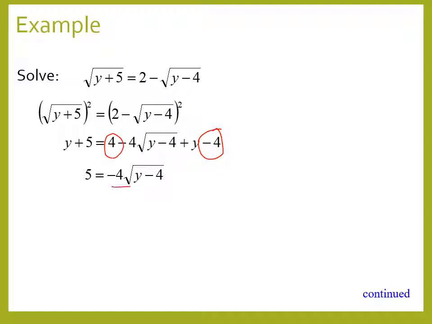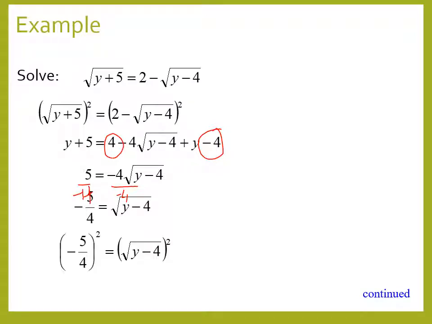I'm going to divide both sides by negative 4. And now I'm going to square both sides. Once I square both sides, I end up with 25 over 16 equals y minus 4. I need to get y by itself. So I add 4 to both sides. So y equals 4 plus 25 over 16, which equals 89 over 16.